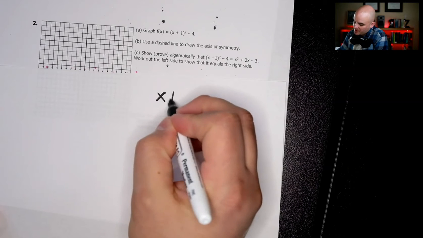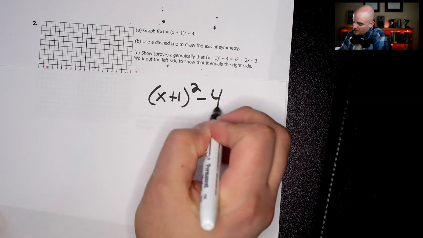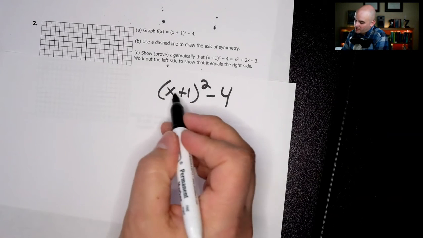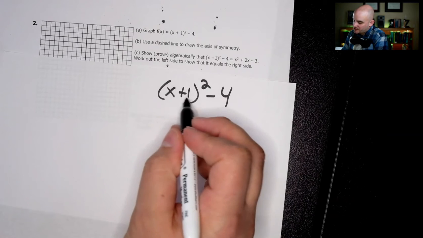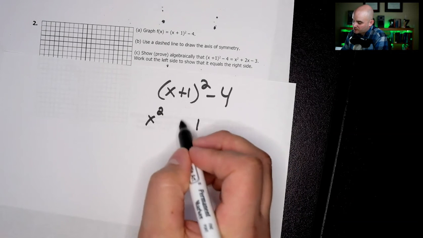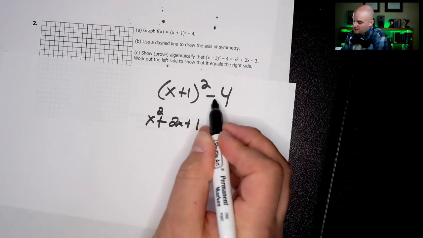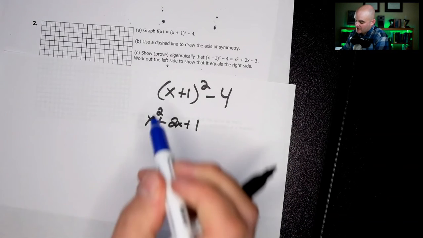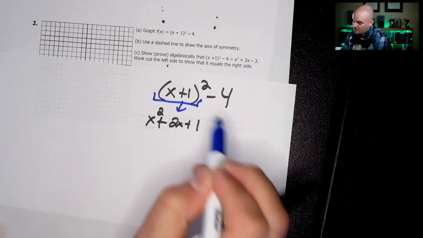Our equation is (x + 1)² − 4. And then (x + 1)², well, let's do our shortcut. We get x². We get 1² is 1. Multiply the two, double it. There's our trinomial. So remember, that's this mess right here becomes that trinomial.